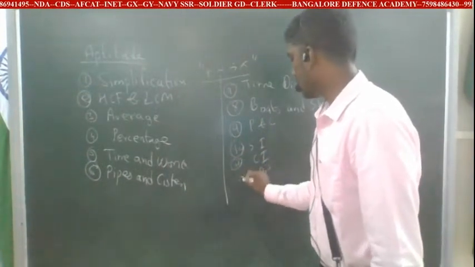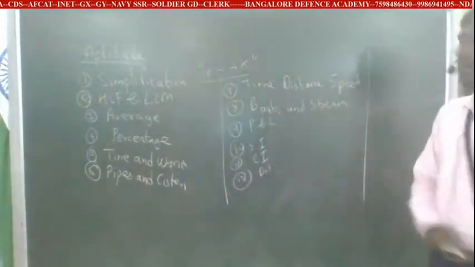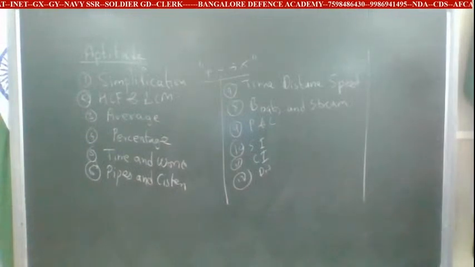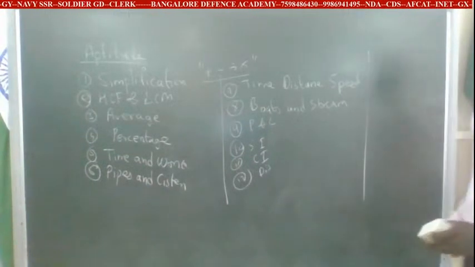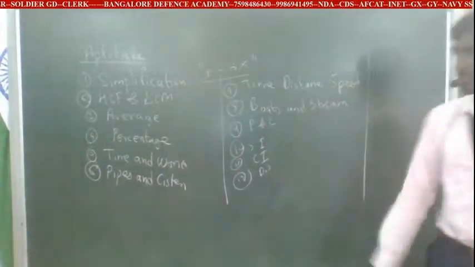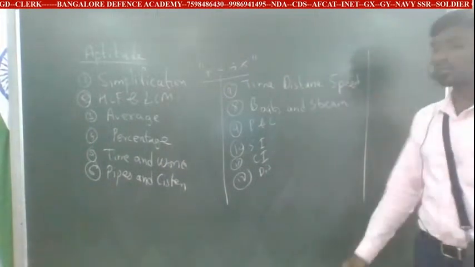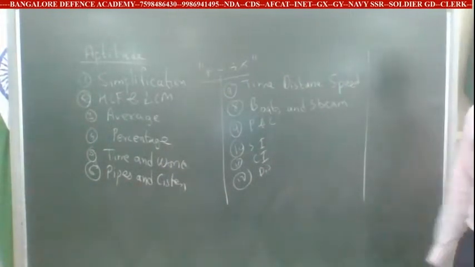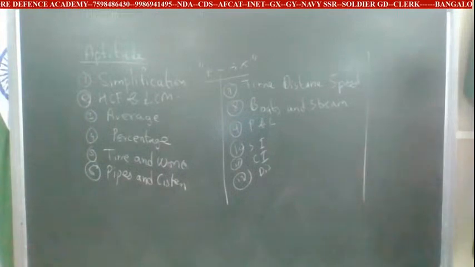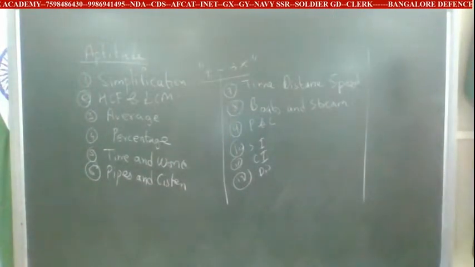That's it. You don't have chapters like trigonometry and mensuration, heights and distance, etc. Only these chapters, if you focus for your aptitude, this is more than enough. Each chapter they will be asking you 2 questions, each question carrying 3 marks.